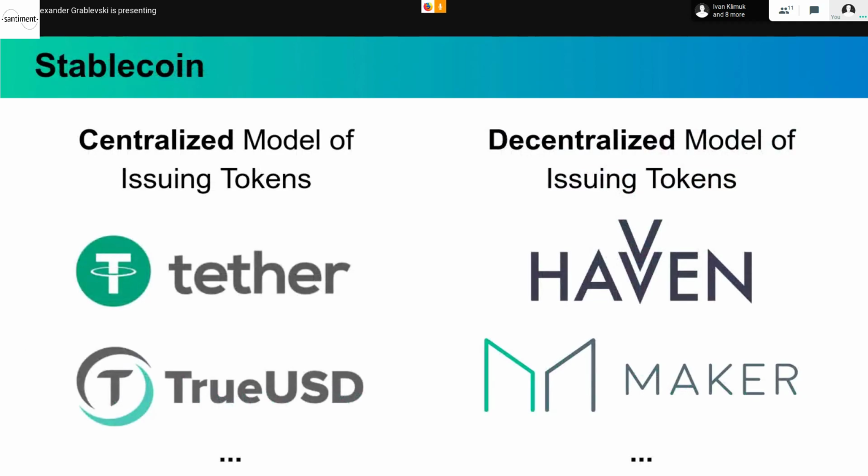The natural solution for this problem is to create a decentralized model of issuing tokens. And there were several attempts to achieve this. I would say MakerDAO is one of the most successful of them. So the goal for the Maker community and the Maker project is to create a stablecoin that would be backed by the dollar and whose price would be exactly the same as the dollar.